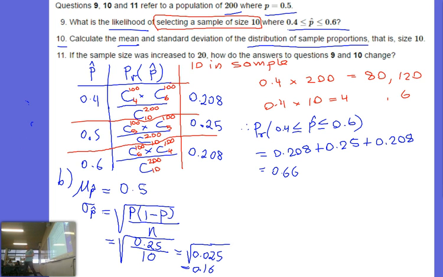Now, describe for yourself, if the sample size was increased to 20, so we're going from size 10 up to size 20, then how is that going to affect it? Did you say nothing affects the mean? Yes, nothing's going to affect the mean, so the mean is not going to change. It will always stay 0.5. But as the sample size increases, the standard deviation decreases, gets smaller. So this number will be even smaller. Very good.